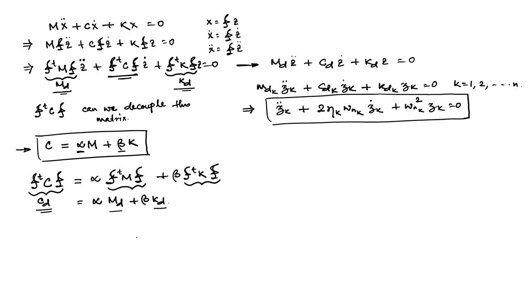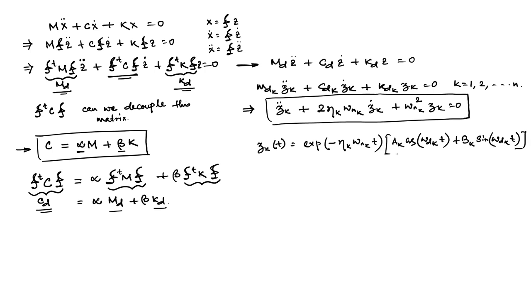So, the solution for this case is z k of t is equal to exponential minus eta k omega n k t times a k cos omega d k t plus b k times sin omega d k t. Then again there are two constants a k and b k that we can find out from the initial conditions.